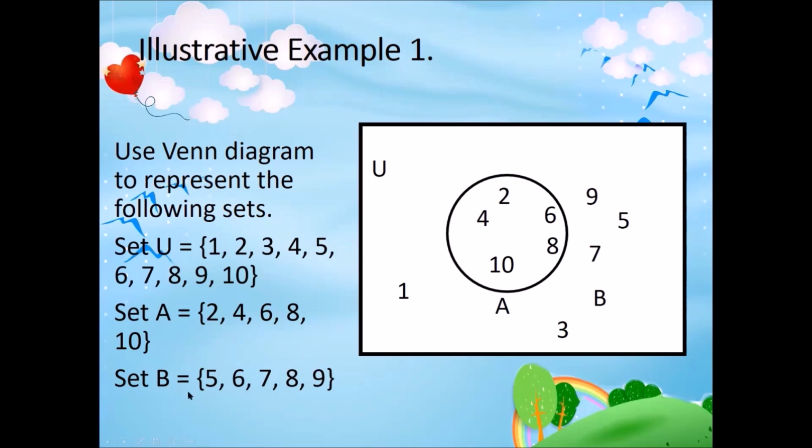And set B are counting numbers from 5 to 9. So this is 5, element of 6, element of 7, element of 8, and element of 9. So this is how to illustrate the given sets in a Venn diagram.